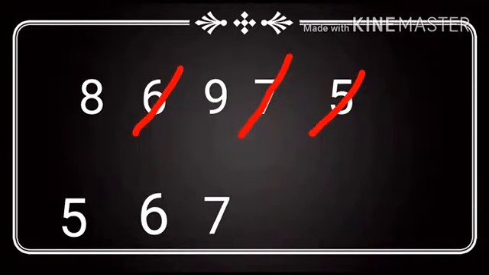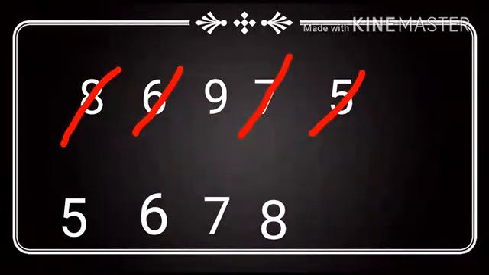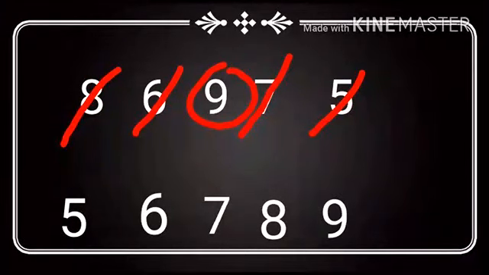Which number is the smallest number in 8 and 9? 8. So we have to write 8. At last, the only one number is remaining. That number is 9. So we have to write the 9. Yes. Now we arranged the numbers in ascending order.